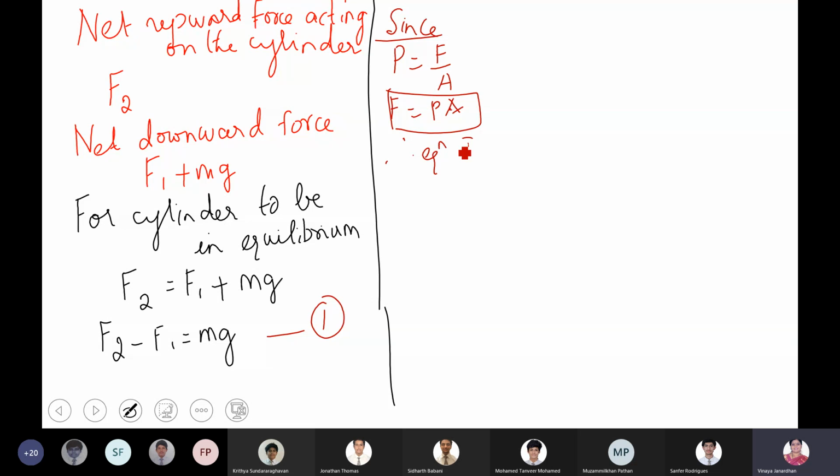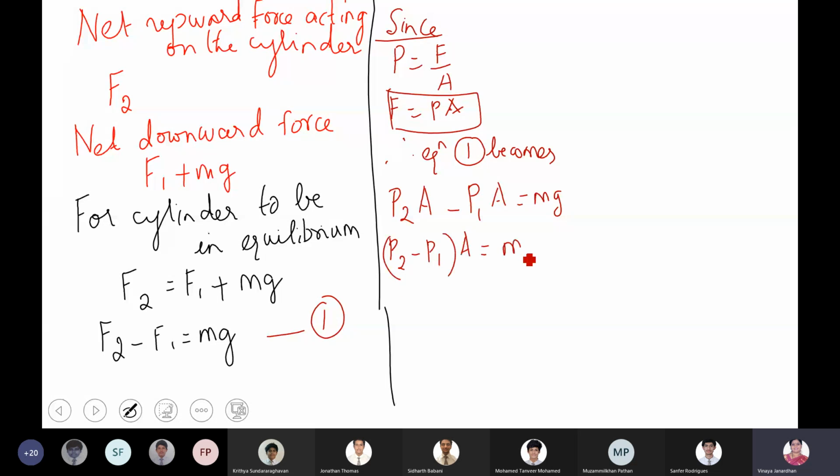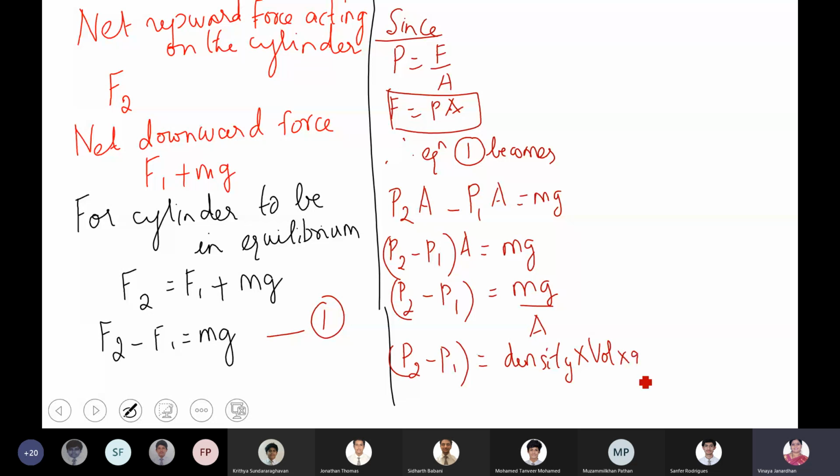Therefore, equation 1 becomes: F2 can be written as P2 into A, because the area will be the same, minus P1 into A is equal to M into G. So P2 minus P1 into A is equal to M into G, or P2 minus P1 is equal to mg divided by A. Now mass I can write as density into volume, so P2 minus P1 is equal to density into volume into G divided by A.